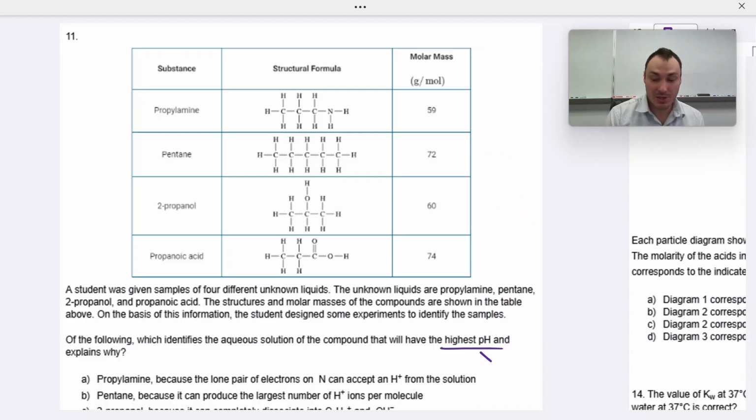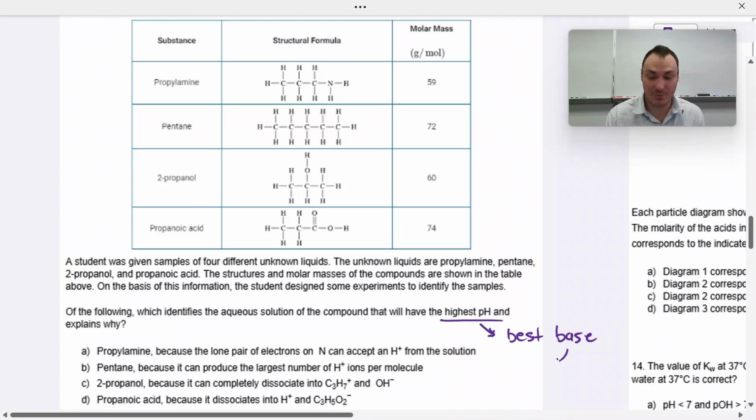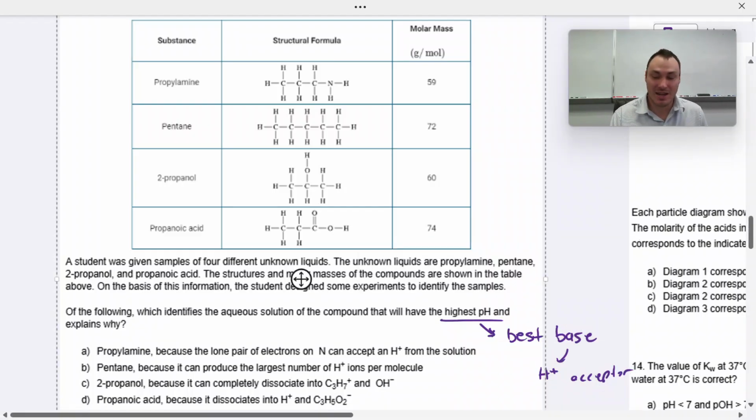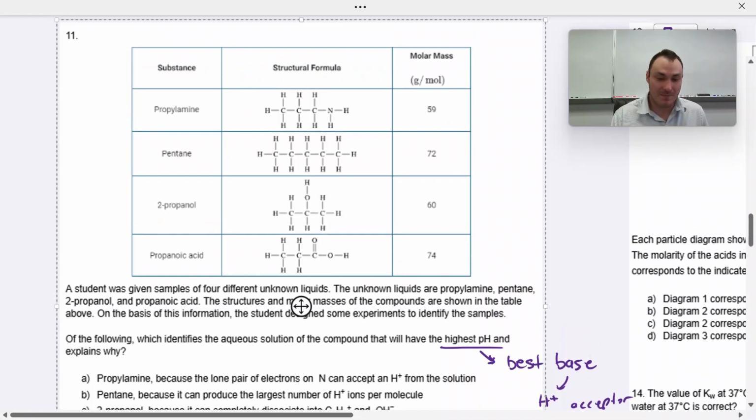The highest pH is going to be the compound that's the best base, or the strongest base. So essentially, what we're doing is looking at which of these compounds is going to be the best at accepting a proton, because that's what a base is. A base is something that accepts an H+. So looking at these structures, which of these looks like it can accept an H the best? And to me, it just looks like propylamine.